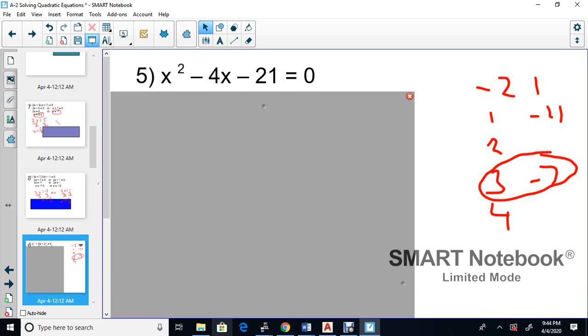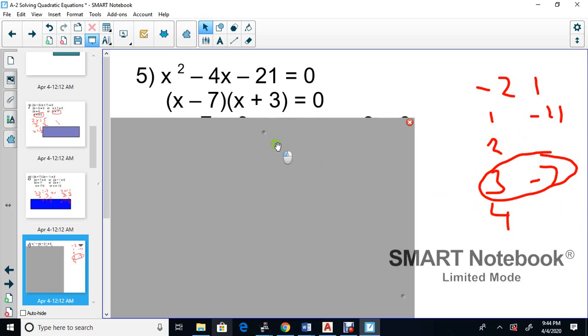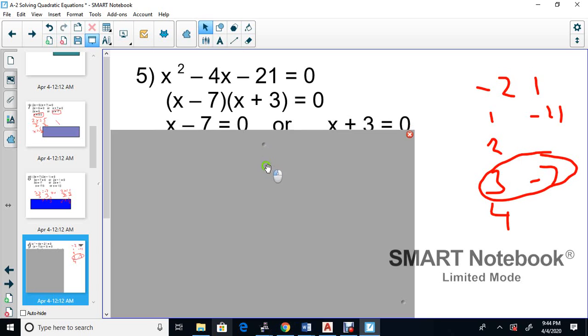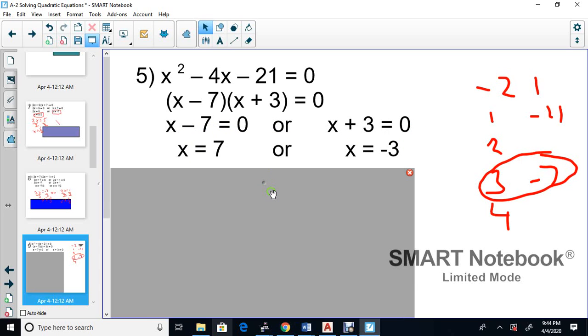So again, if you don't remember or you can't find the numbers, you have to do a little table on the side. So you get your two numbers and you put them here. You put x and x for this method, minus 7 plus 3. I just put them in the other order. It does not matter. Now, each bracket equals 0. So x minus 7 equals 0, or x plus 3 equals 0. And then you get x equal to 7 or x equal to negative 3.